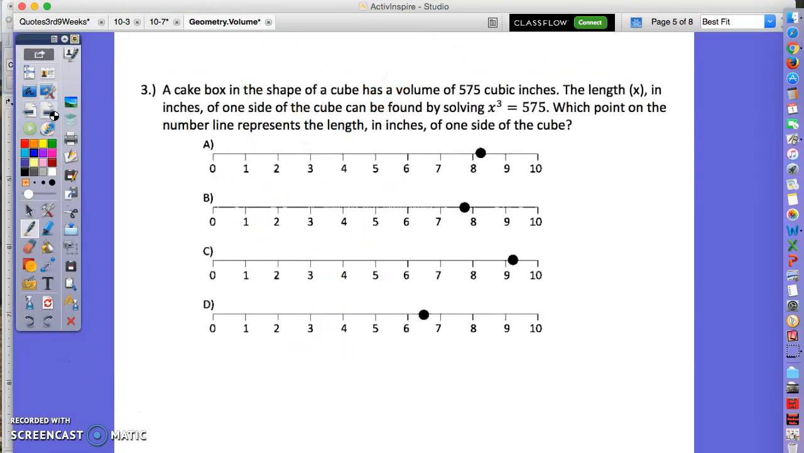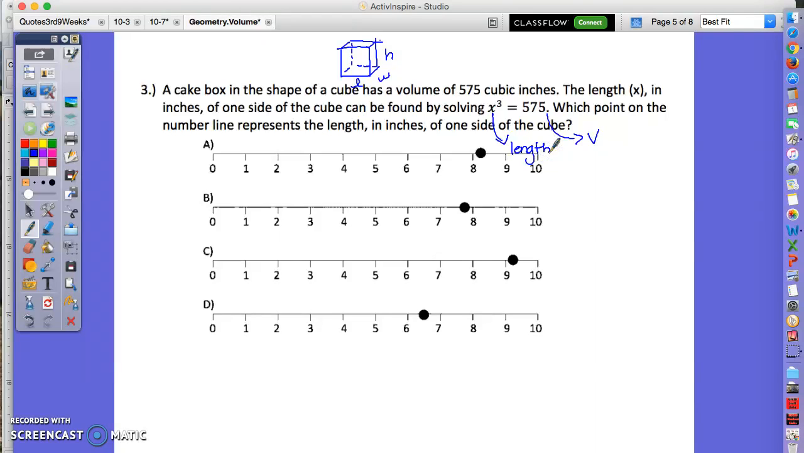Okay, great. Let's look at some more interesting problems then. A cake box in the shape of a cube. So a cube has 3 dimensions. It has a length, a width, and a height. A cake box in the shape of a cube has a volume of 575 cubic inches. The length in inches of one side of the cube can be found by solving x cubed equals 575. So they are actually giving you the volume. They're saying, hey, this is equal to the volume. And if you wanted to find one of the lengths, the length, the width, or the height, they're all the same for a cube, you could find x. So x stands for the length.